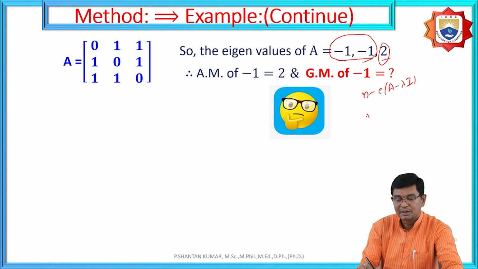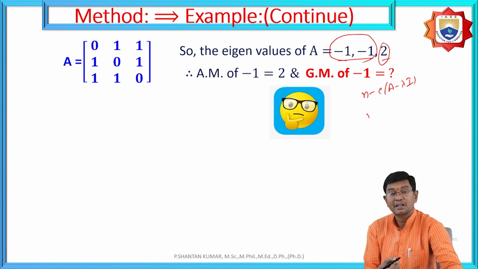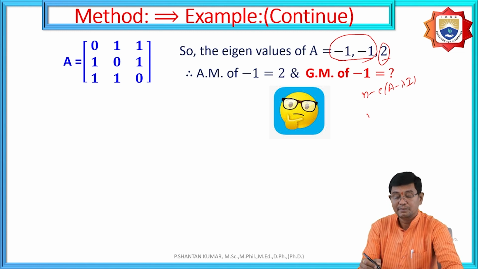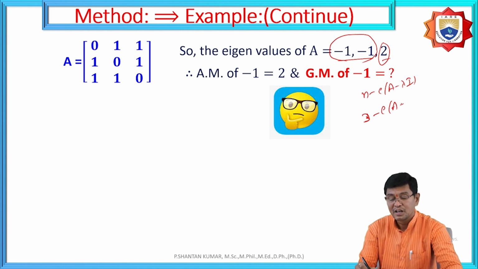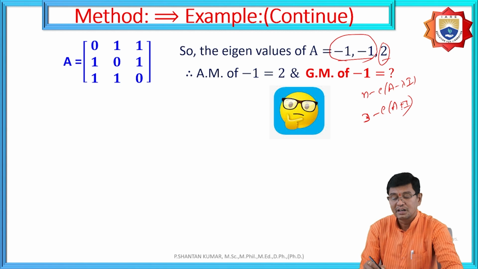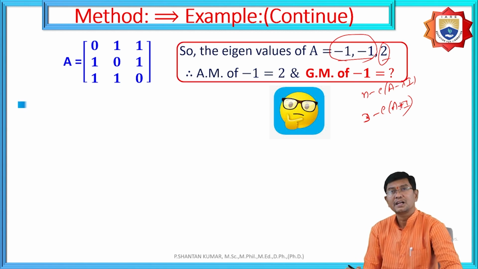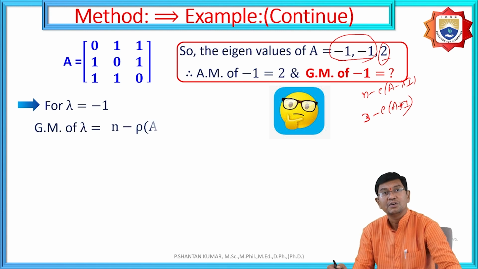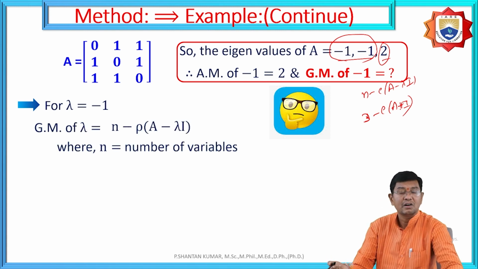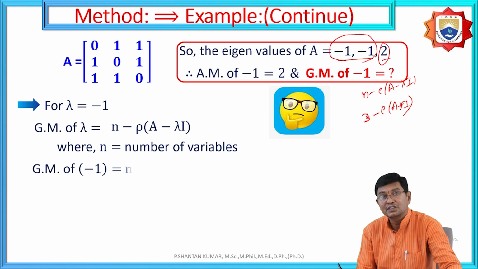That means, as we know, the problem has 3 variables because it is a 3 by 3 matrix. Therefore, 3 minus the rank of (A minus lambda I) is equal to, here, minus 1. That means minus of minus is nothing but plus 1. So we need to find the rank of A plus I, and we can find that with the help of either the Gauss elimination method or the equation format.